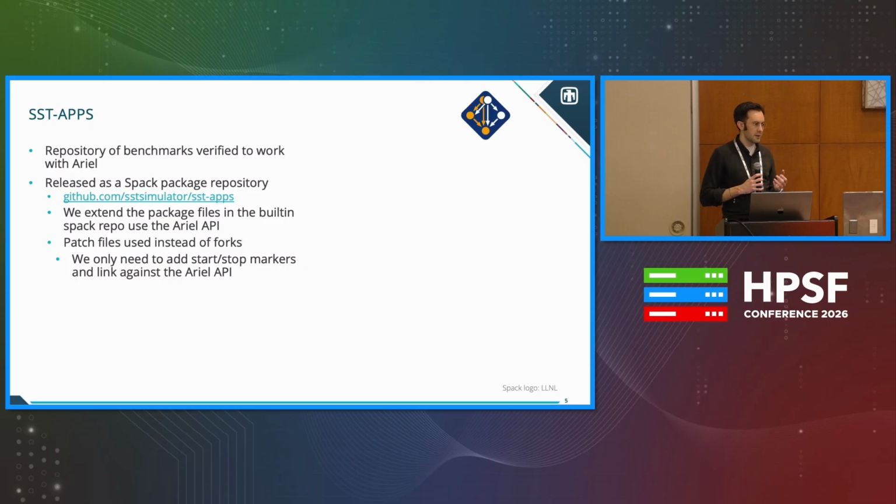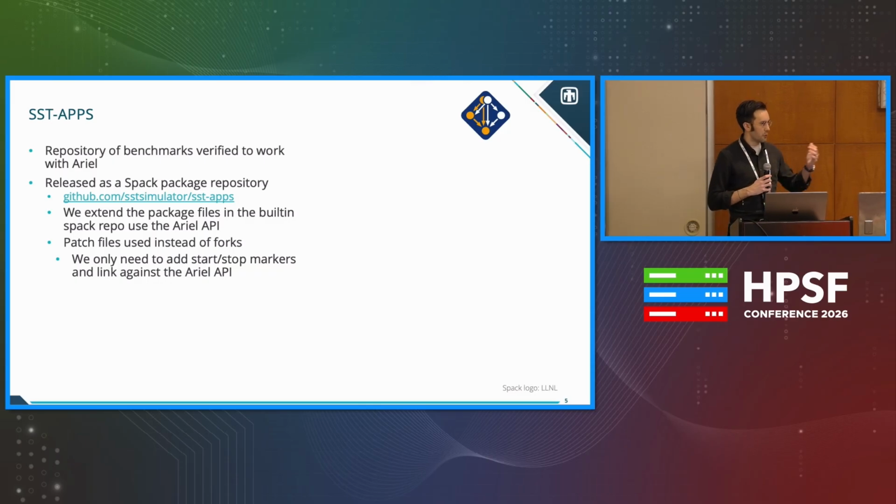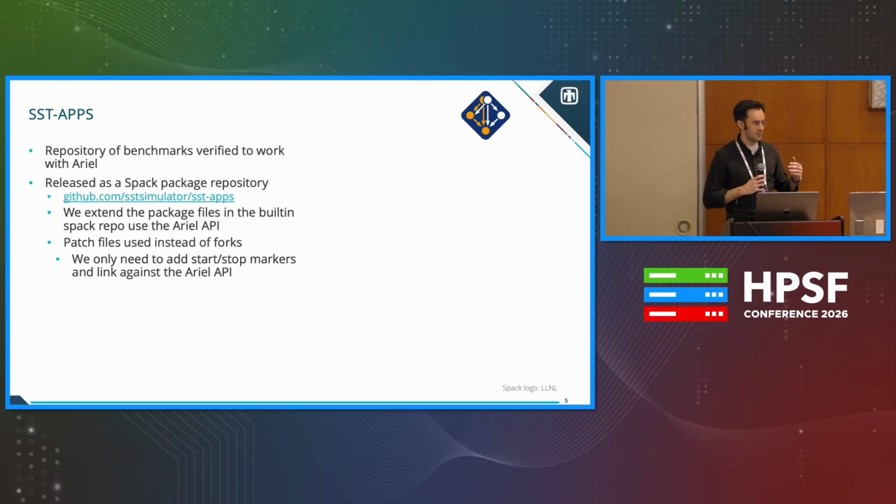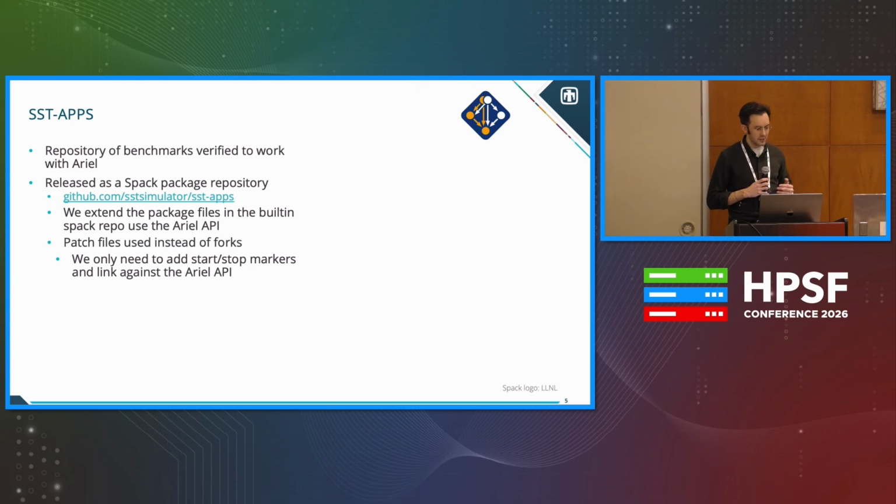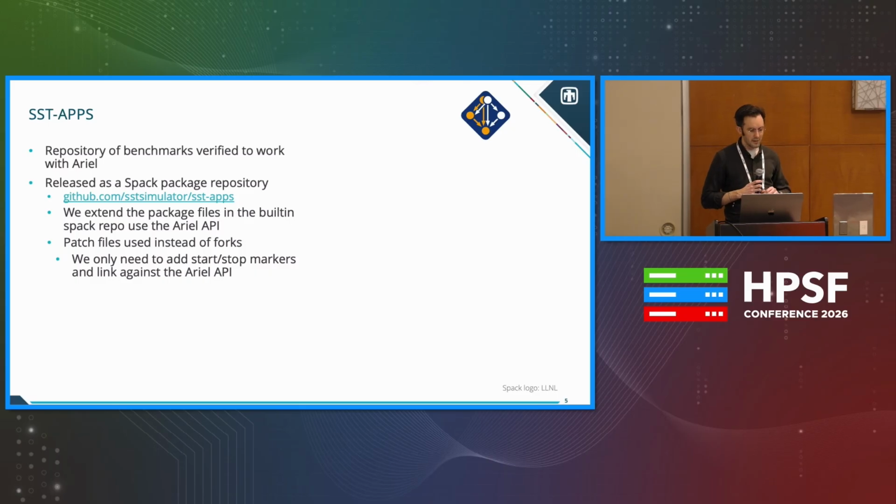Because Spack allows you to extend the package files in the built-in repo, we can pick from benchmarks that are already there. We add our simulation markers where we need to, and we can just publish the changes as a patch. This saves us from having to fork all of these. If we want to release 10 benchmarks, we don't want a bunch of forks living somewhere with tiny changes, so we just have these patch files as part of our Spack package repository.